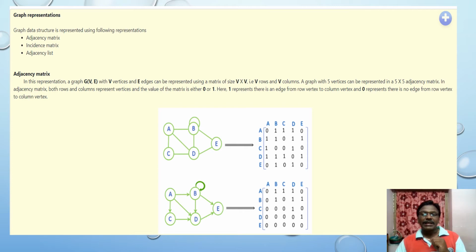Now C. C is connected only to D in the directed graph. So C to D is 1. The remaining are all zeros. D is connected only to E. So D to E is 1. The remaining are all zeros. The E vertex does not connect to any vertex, so all are zeros. These are the two ways to represent the adjacency matrix, for undirected and directed graphs.